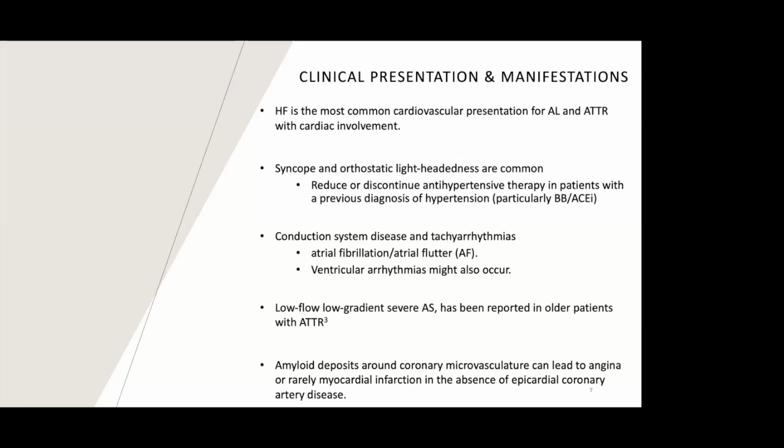Oftentimes we see conduction system disease, mostly atrial fibrillation or atrial flutter, but ventricular arrhythmias can also occur. Low flow, low gradient AS has also been reported in old patients with ATTR. And then finally, angina is another manifestation. This basically happens because the amyloid deposits around our coronary microvasculature, or rarely can cause a myocardial infarction in the absence of any intraluminal disease in the epicardial coronary arteries.